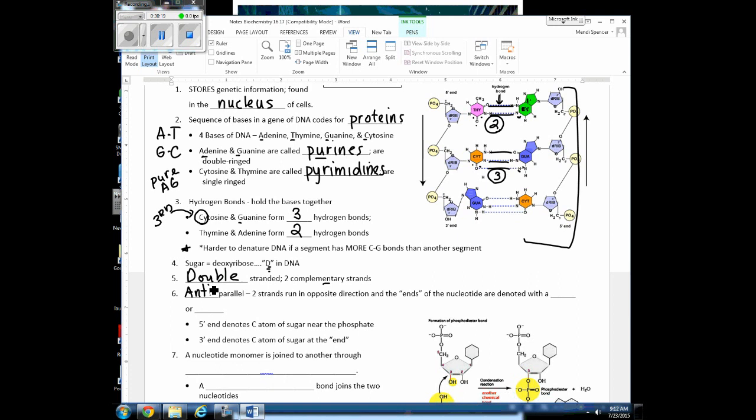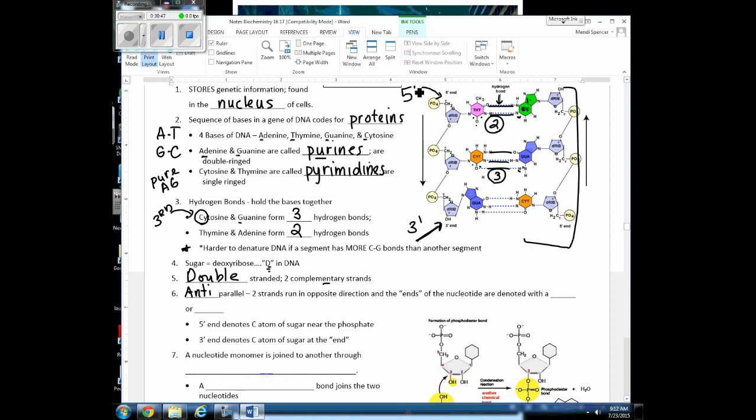And if you look at the ends here, let's take a look at this end of the strand, and let's take a look at this end. And you're going to see that these ends look different. And because they look different, we denote them with different symbols so that we can talk about the different ends of a nucleotide. And so this end down here is known as the 3' end, whereas this end up here is known as the 5' end.